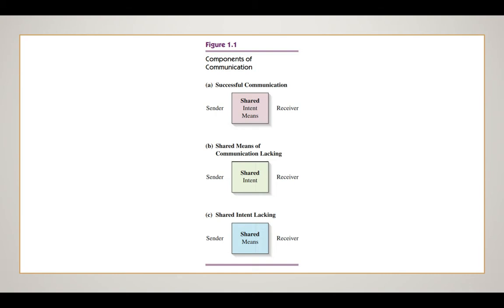Sorry. The last one there, C, shared intent lacking, would mean that you do speak the same language. Maybe you're both hearing adults, and so you have the same language to use, but you don't have the shared intent. And a good example of this would be a person that has a social communication deficit. And that is a large area of deficit for many individuals with autism spectrum.